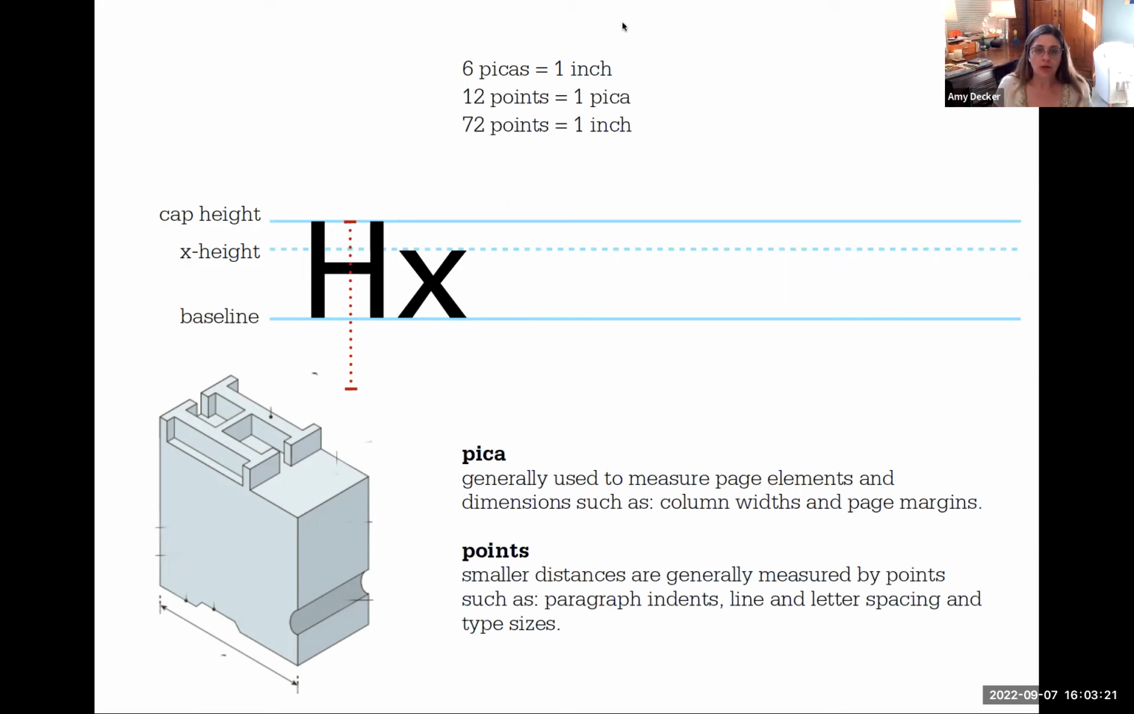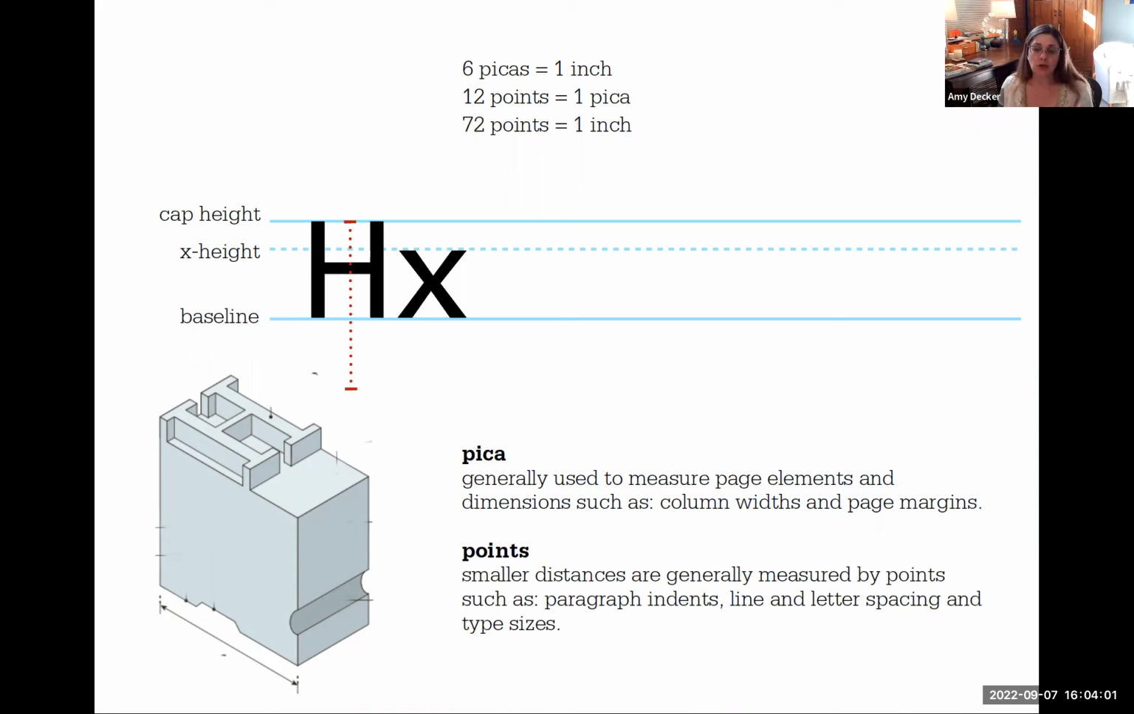So we measure with points and picas when we're dealing with type. You already know points because you guys have been using computers, and computers have already taught you that all typefaces are in a point size. 6 points, 12 points, 10 points, so on and so forth. Points are smaller distances that are generally measured, such as paragraph indents, lines, rules, letter spacing, and type sizes are all measured in points. Picas might be something you haven't heard before.